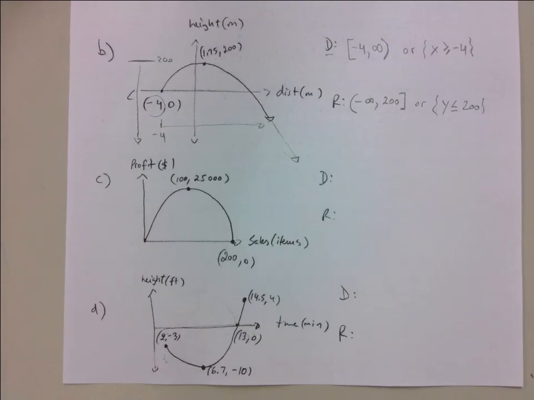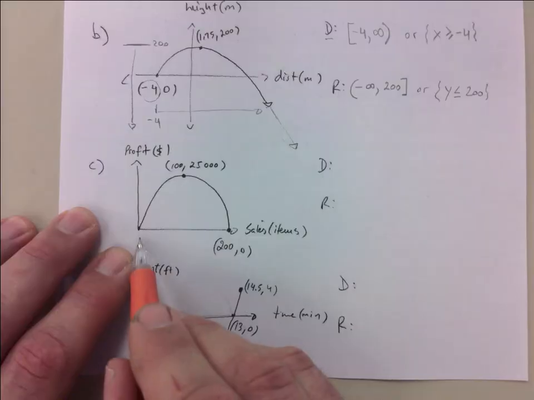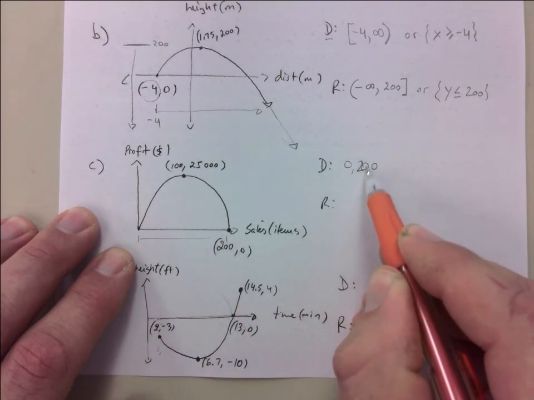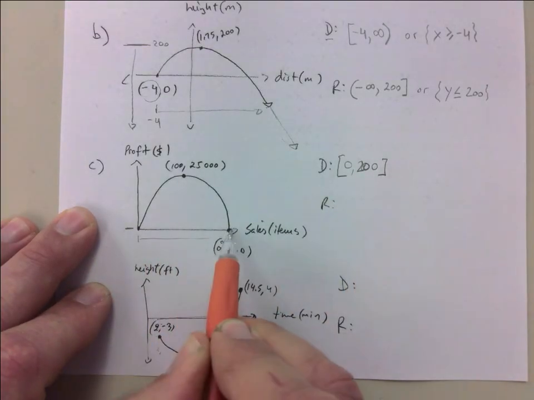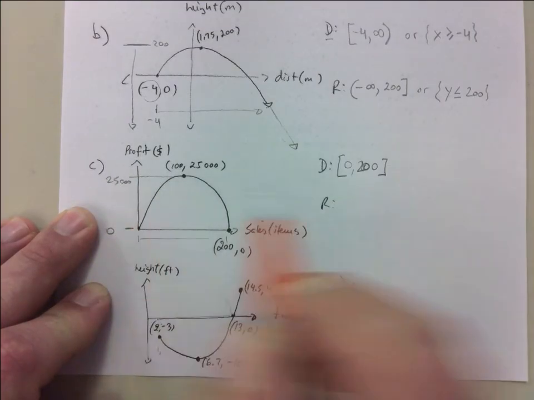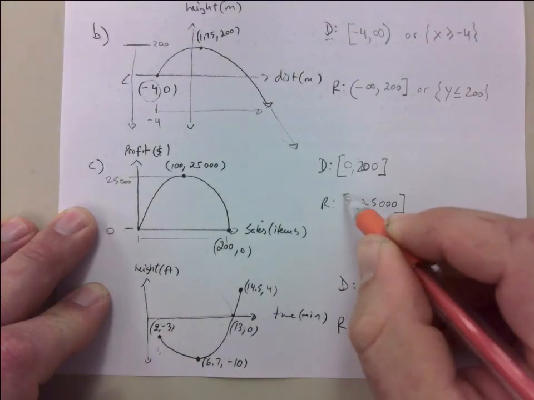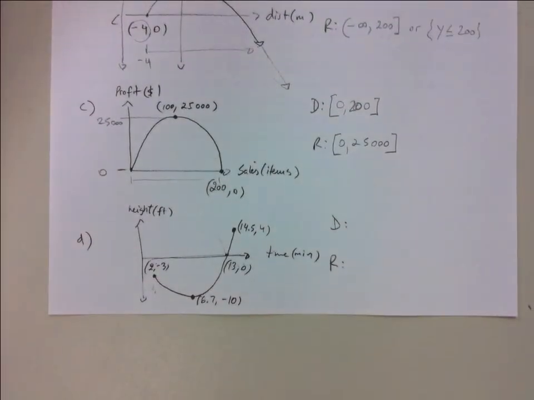Keep going. So 1 mark for each. This one over here, we've got sales and profit. So we go from 0 to 200 for our domain. And for the range, it gets to 0 and goes as high as 25,000. So this will be 0, 25,000. I'm not going to do the set notation here because it's the same as before. If you use X and Y, we're okay today. So 1 and 1.